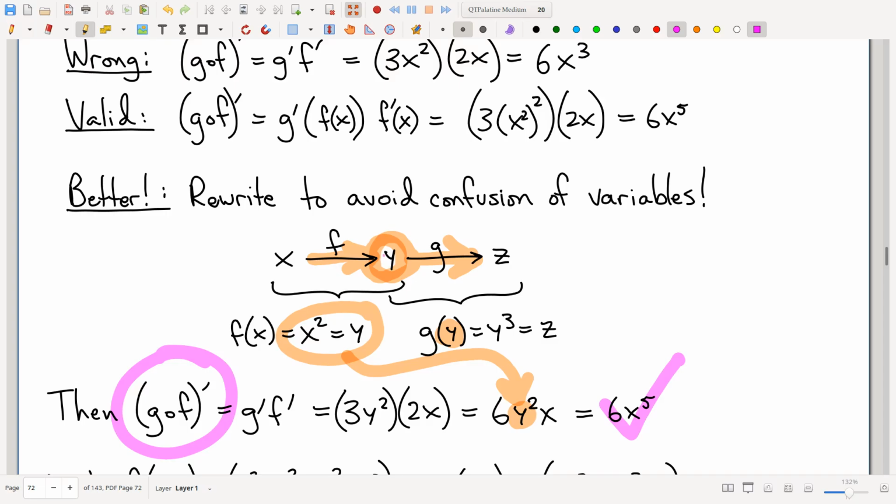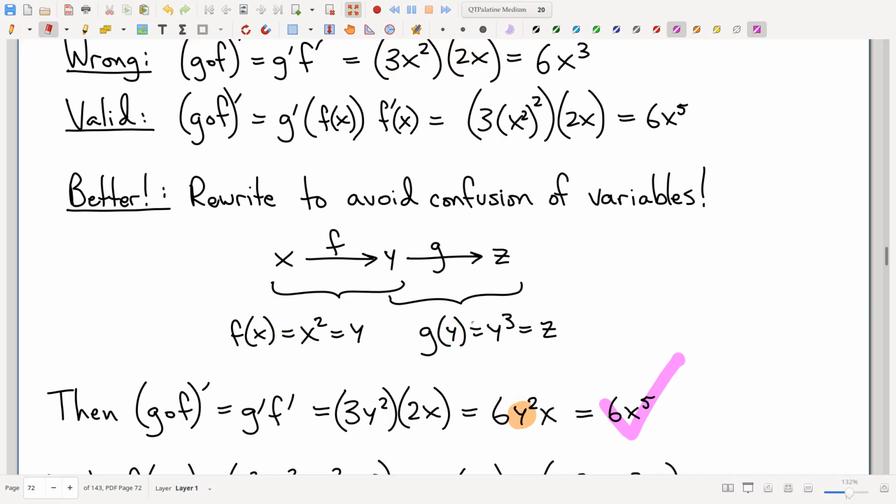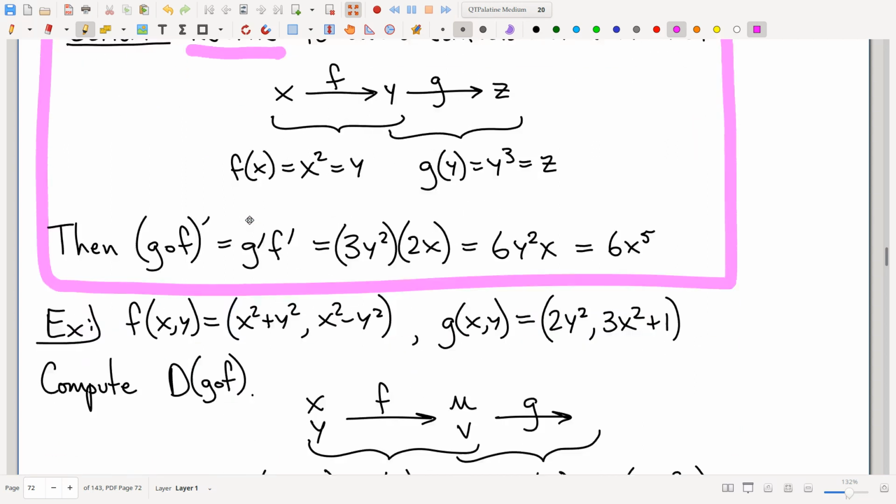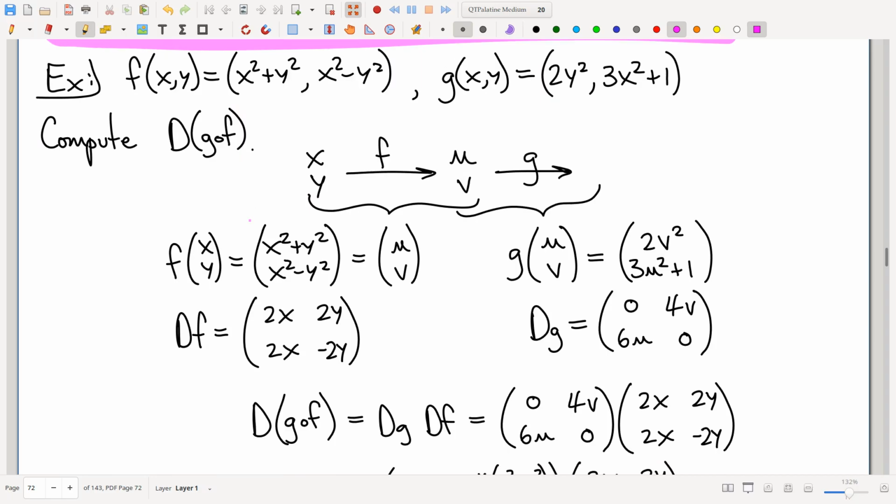Now, all of that's Calc 1. Why am I telling you Calc 1 again? Well, because it sets up an analogy. And this problem of confusion of variables is so much better dealt with by just rewriting the functions. Just don't do confusion of variables. You don't have to. Why would you choose to? The same thing applies in a multivariable context.